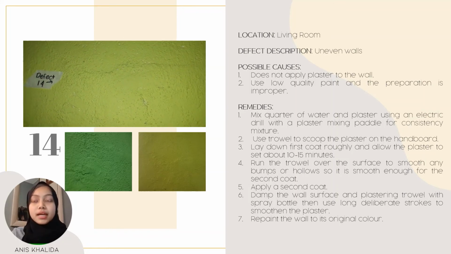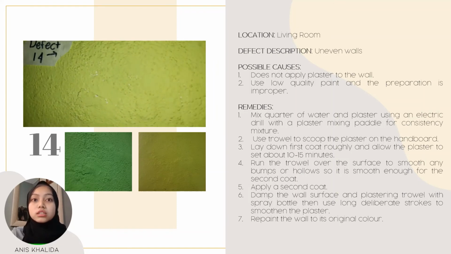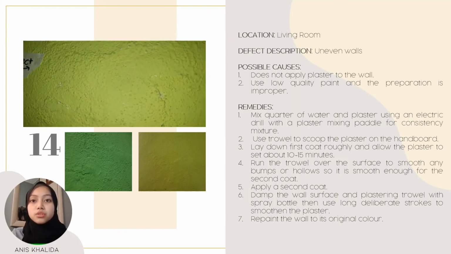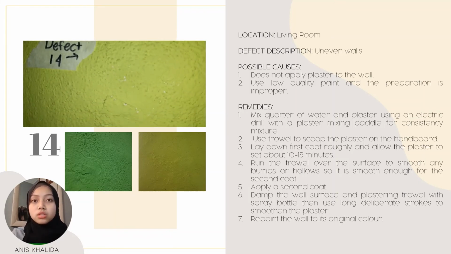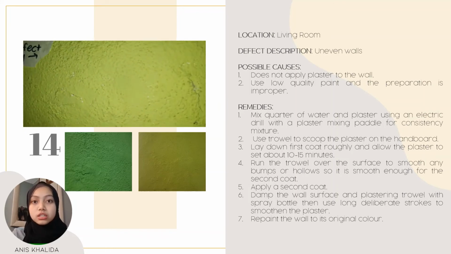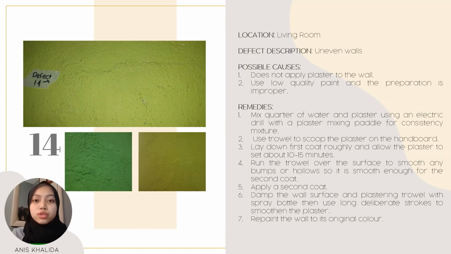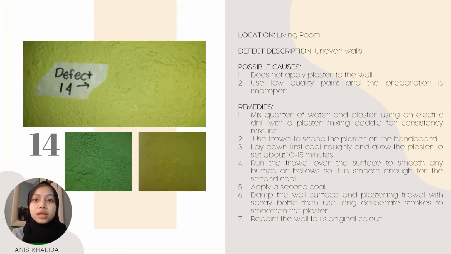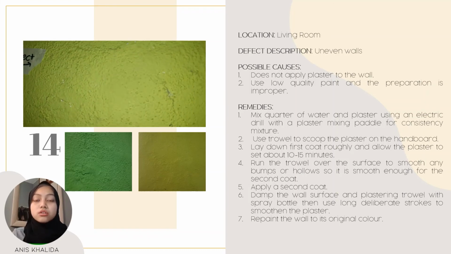Before applying a second coat, run the trowel over the surface to smooth any bumps or hollows. After that, by using a spray bottle, dampen the wall surface and plaster with a trowel, then use long deliberate strokes to smoothen the plaster. And lastly is to repaint the wall back to its original color.